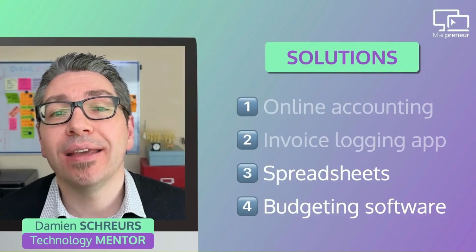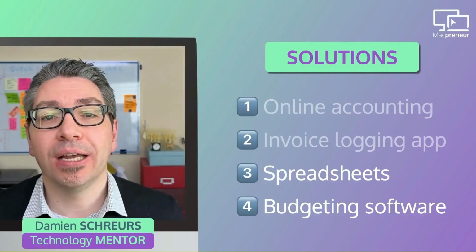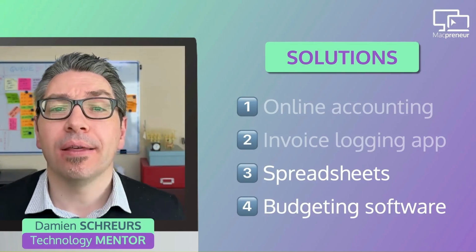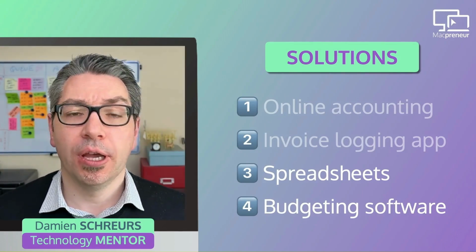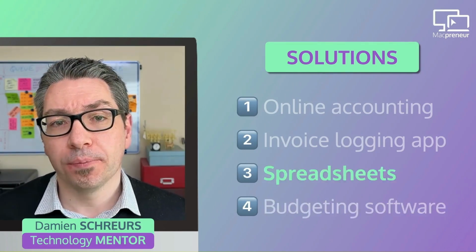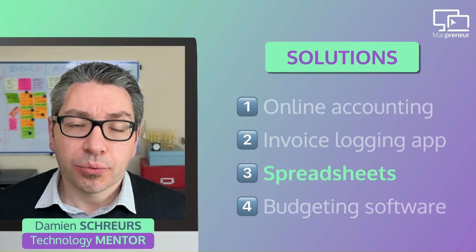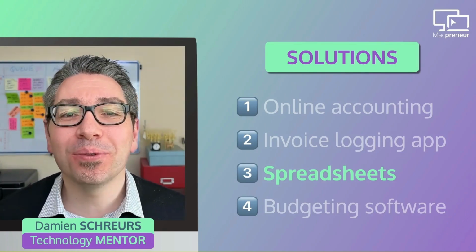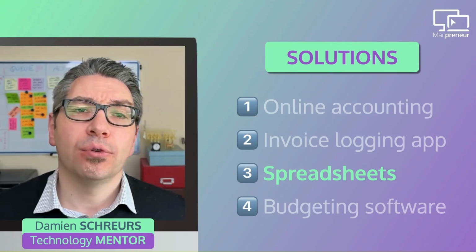Okay, if you decide to use the bank and the online payment statements instead of the electronic invoices, then you have 2 main options, either using spreadsheets or budgeting software. When we talk about spreadsheets, obviously we talk about Excel, Google Sheets, or Numbers, and it's usually a 4-step process.